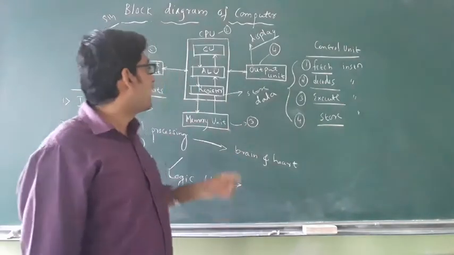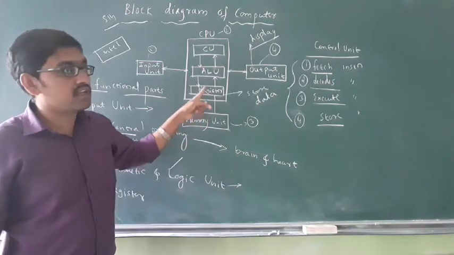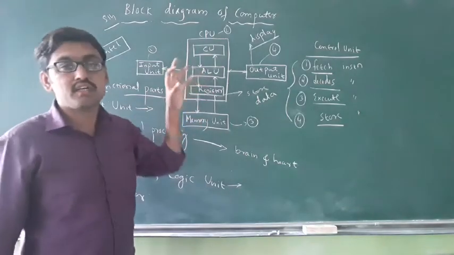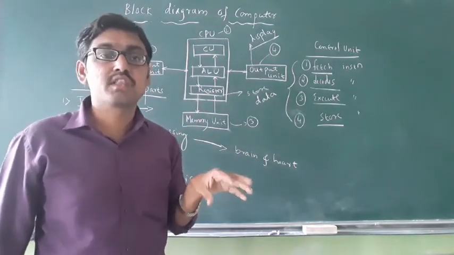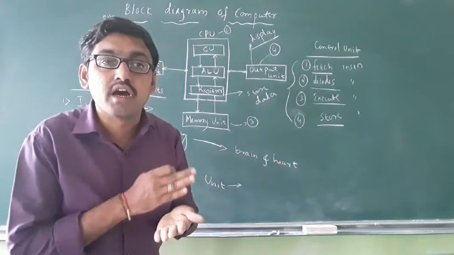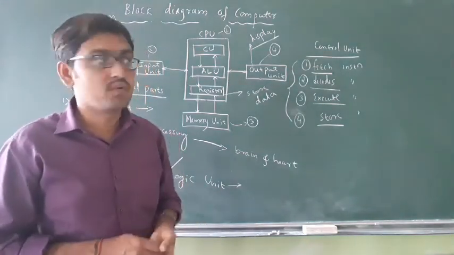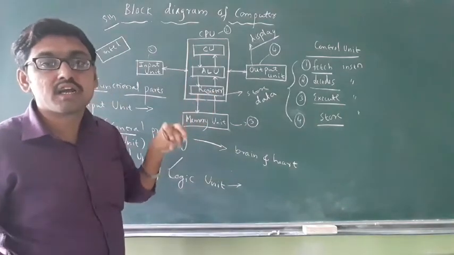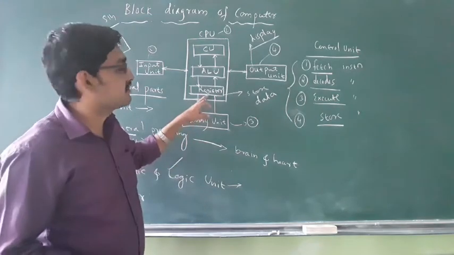Okay, then after that the data goes to the register and ALU. What is the use of ALU? The name implies that it performs the arithmetic and logical operations. Arithmetic and logical operations means addition, subtraction, multiplication and division. After that the data comes to the register. What does it do? It stores that data temporarily. That is the use of the register.